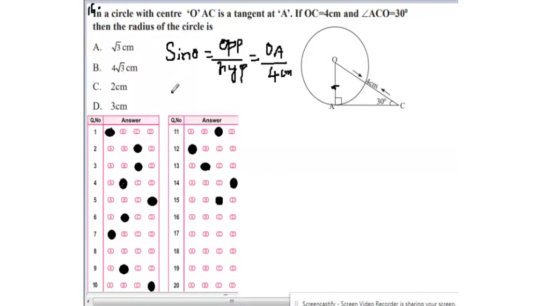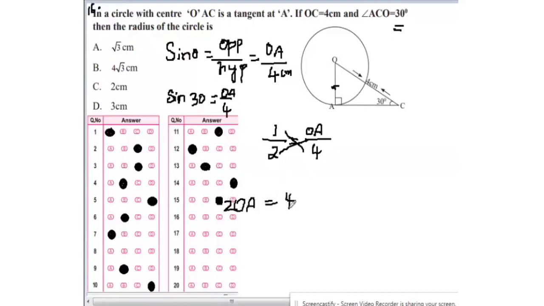So sin theta, I am replacing the value of theta with 30, that is what they have given in the question. Sin 30 is equal to OA by 4. Sin 30 value is 1 by 2. 1 by 2 is equal to OA by 4. OA is radius, cross multiplication. OA into 2 is 2 OA and 4 times 1 is 4. OA is equal to 4 by 2, which is nothing but 2. So the correct option for this question is C.